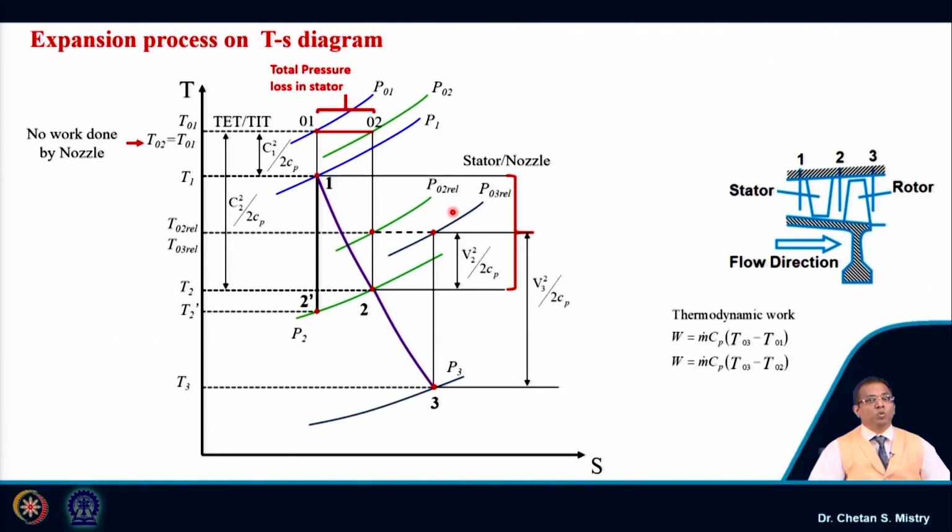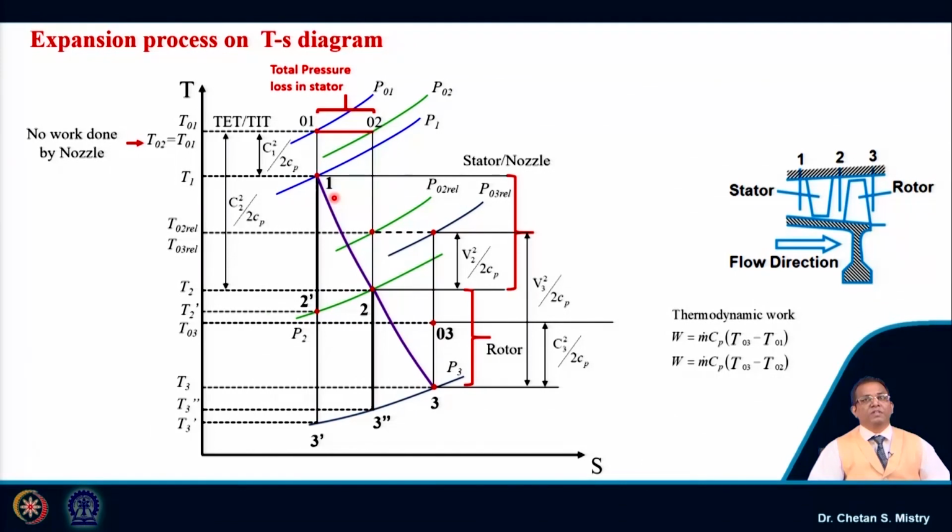Now, from 2 to 3, that is what is representing my actual work, that is what is happening inside the rotor, and this is what is representing my isentropic work, that is what is happening inside my rotor. So, you can say this overall, that is what is representing our rotor work as well as my nozzle vane work. Now, in terms of representing the overall process, we can say that is what is from 01 to 02 to 03.